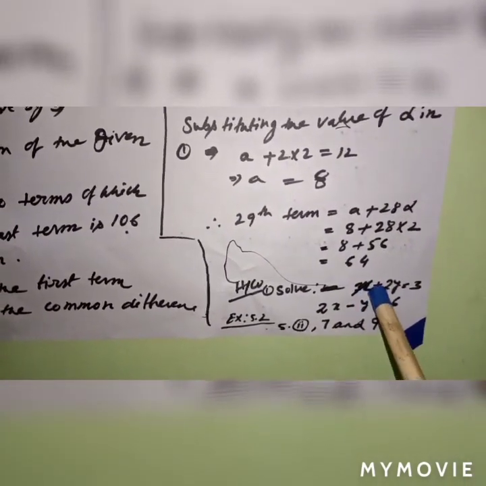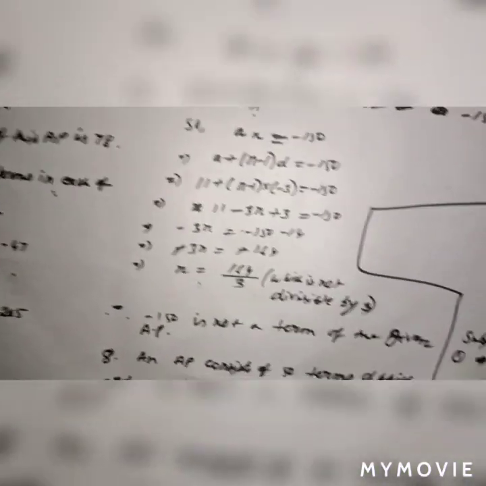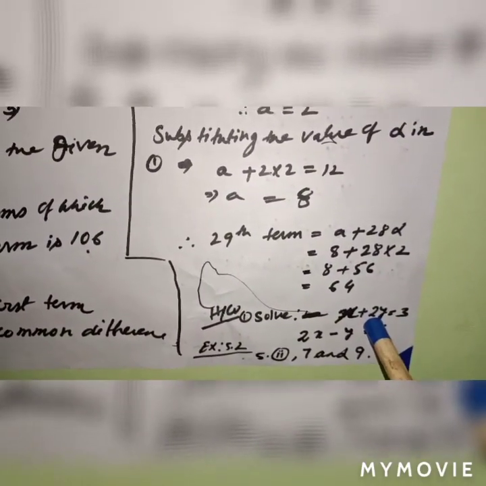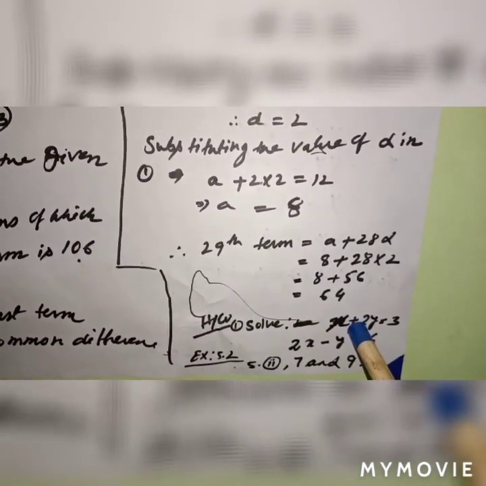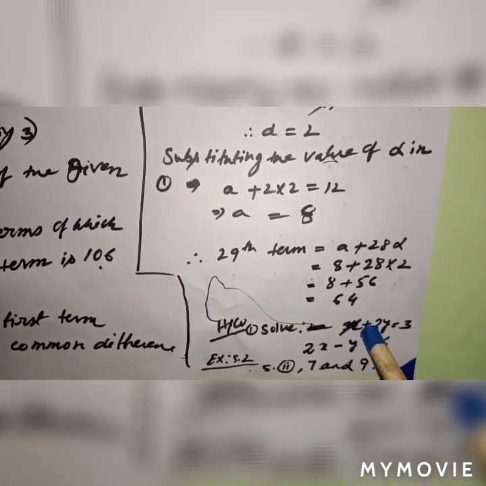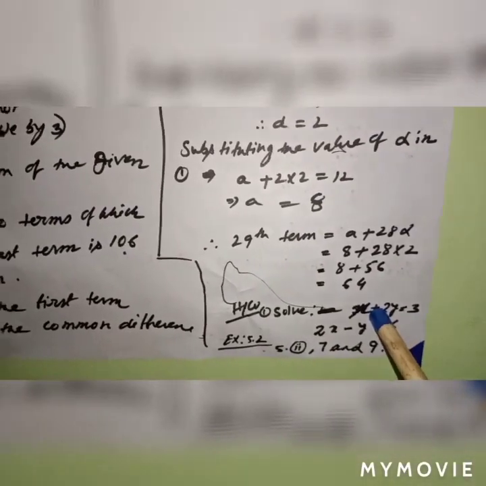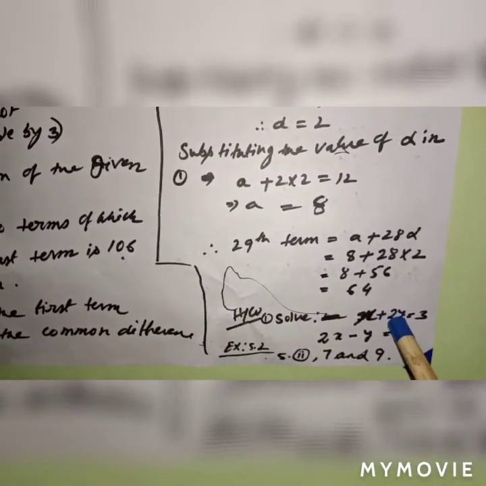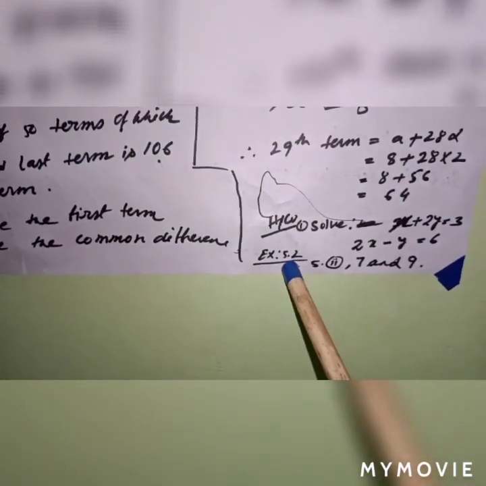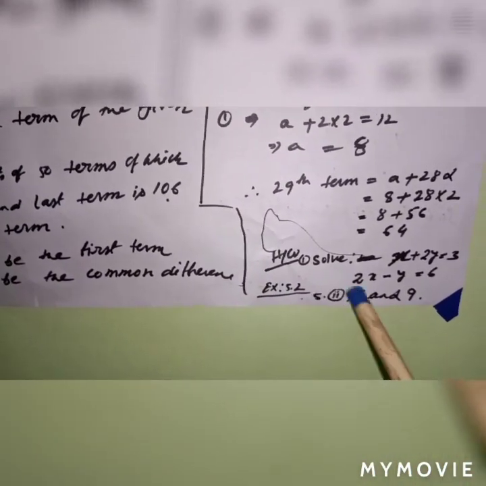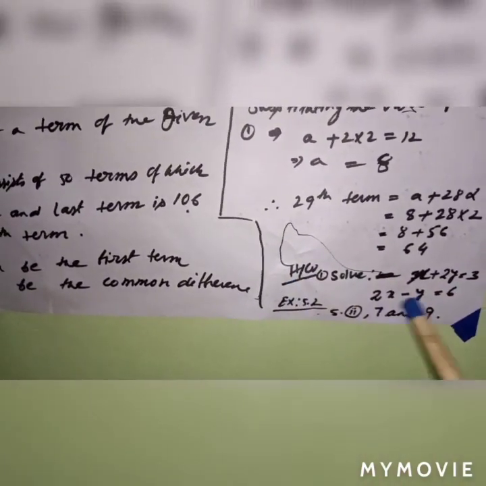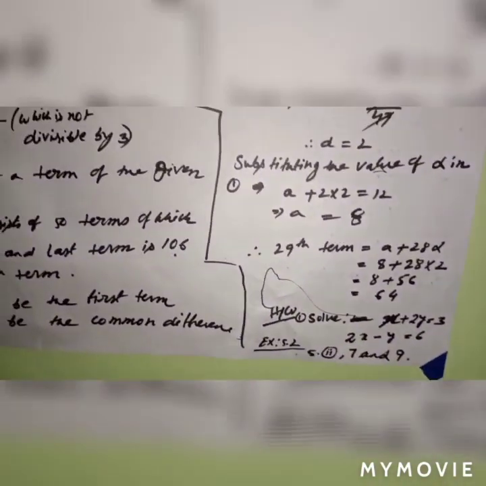For this equation you have to use all three methods, as I told you earlier for solving a pair of linear equations: substitution, elimination, or cross multiplication. You have to use all three methods, like me, and submit it as homework. And for exercise 5.2, question numbers 2, 7 and 9. You have to submit these homeworks in the evening. Okay, understood all of you?